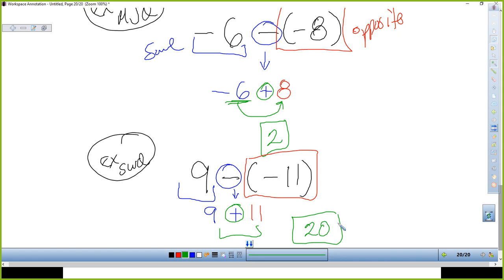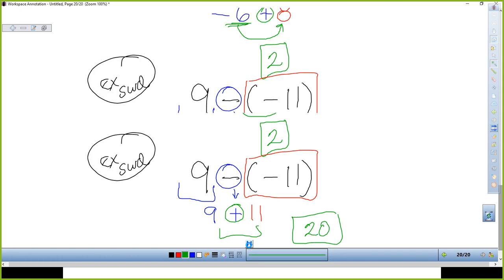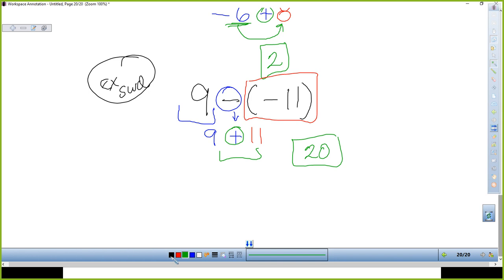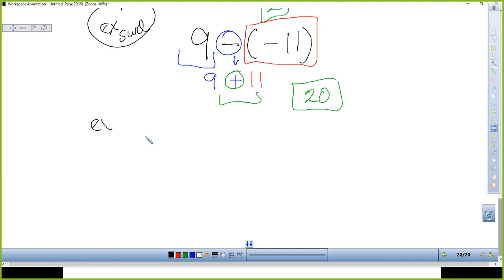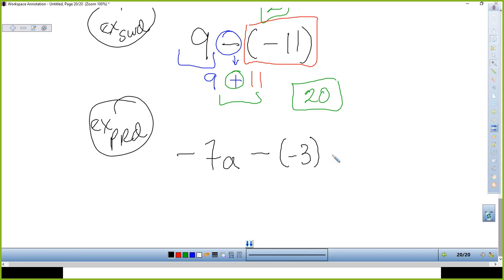Alright. Let's crank it up a notch. Switch to algebraic expressions. So let's do example Power Rangers cube. Let's do negative 7a minus parentheses negative 3 minus 6a minus 5.